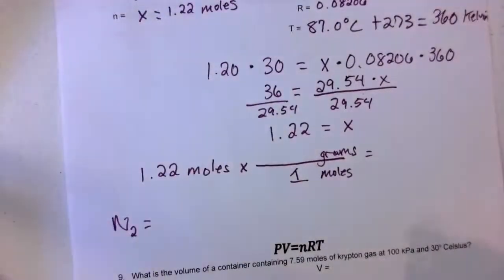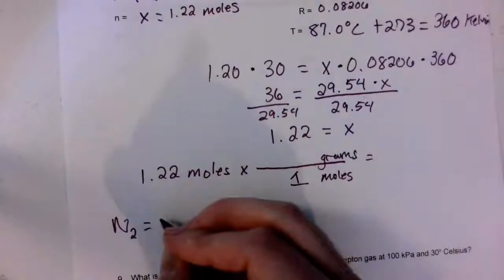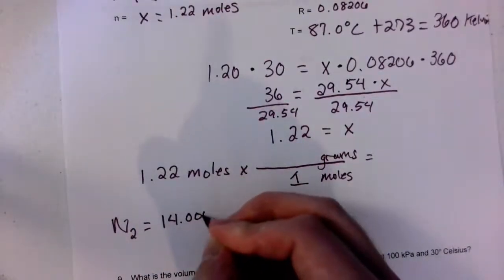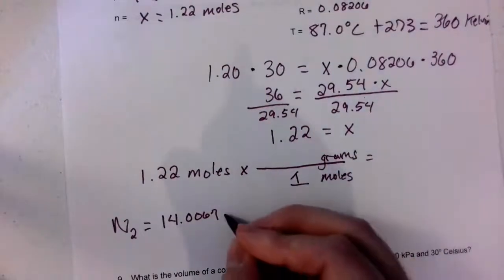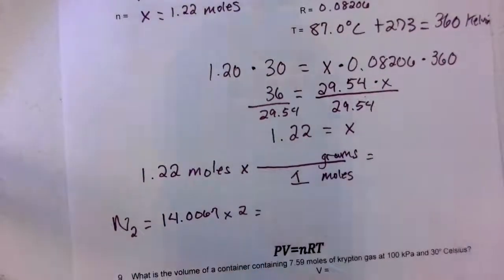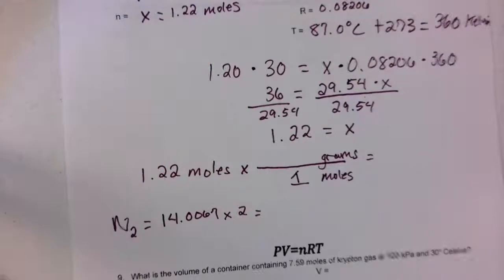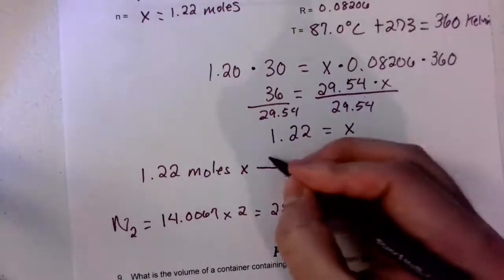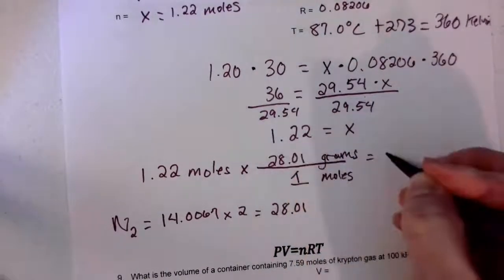And if you look at a periodic table, you'll see that the molar mass for nitrogen, just one of them, is 14.0067. But we're going to have to multiply that times 2 because there's two of them. So 14.0067 times 2. That is going to be 28.01. Alright, and then you're going to take that number and put it right here.